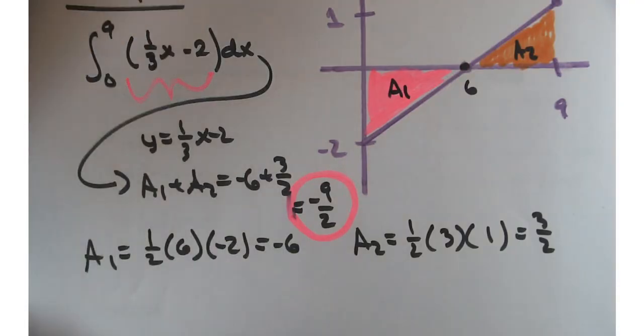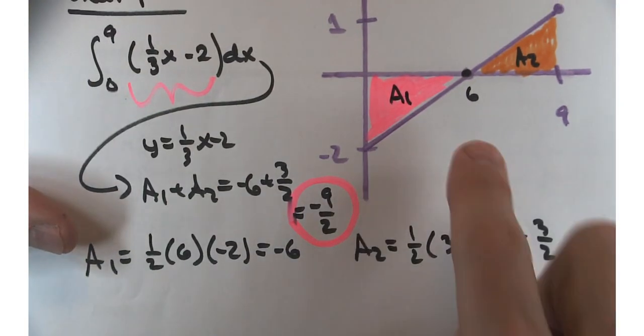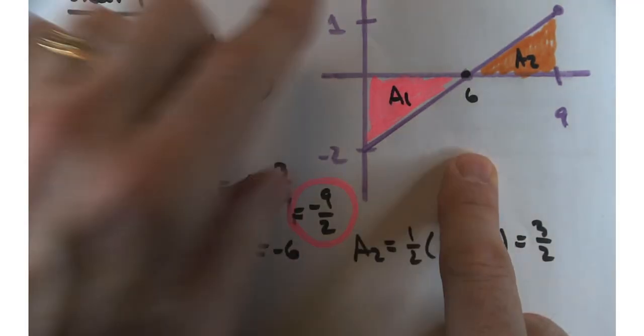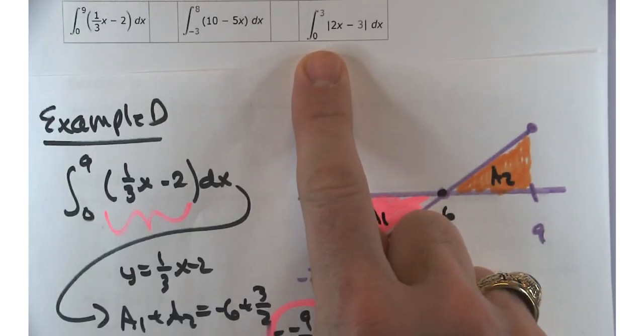Nice, nice. Let's jump up to the third one here, example F. So we'll skip example E here. Let's do example F.